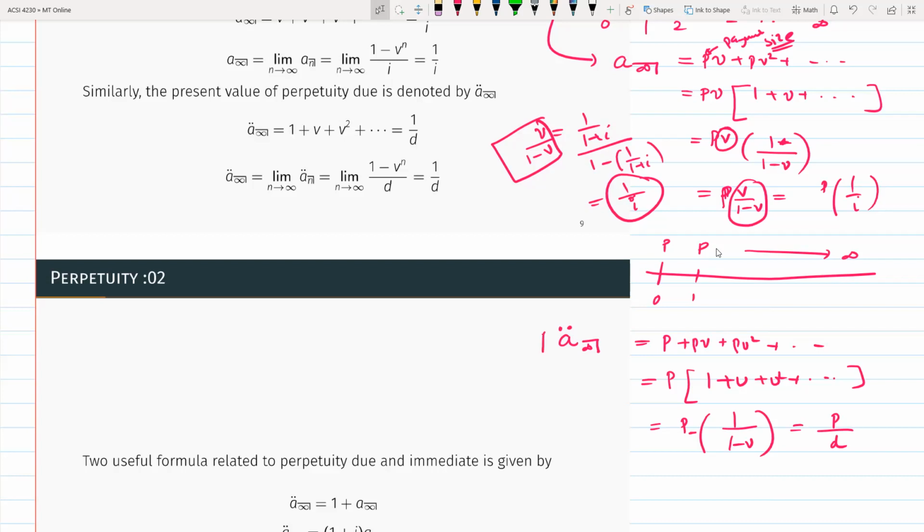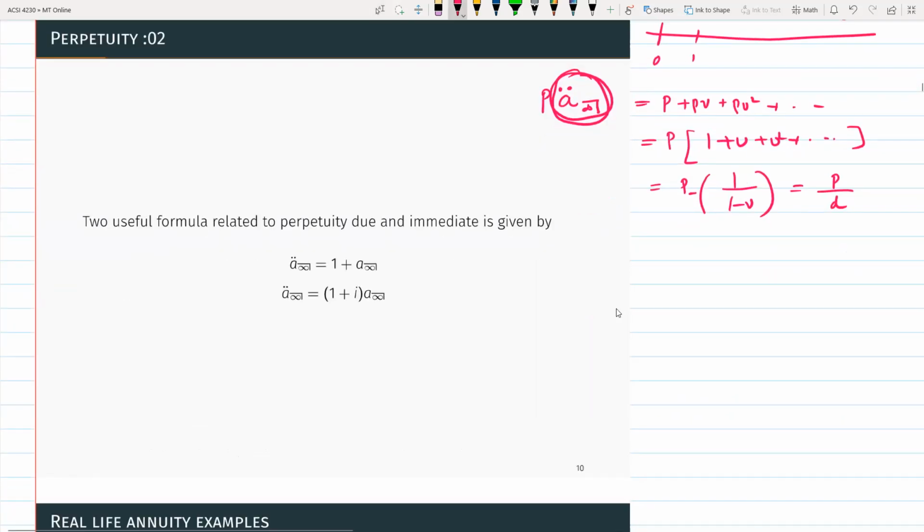Actually I should have written P times here, because this symbol stands for only 1 unit. Here I have written P times because this symbol stands for the present value of 1 unit paying forever. So you can again find the relationship between the two. Try to prove that, take one side and simplify and see whether you can get the other.